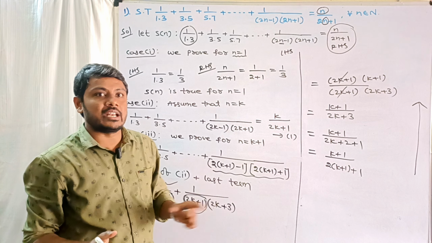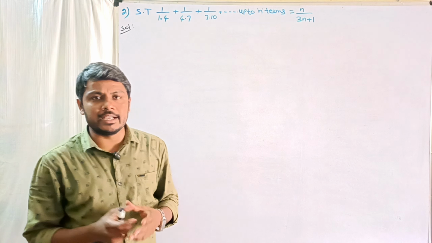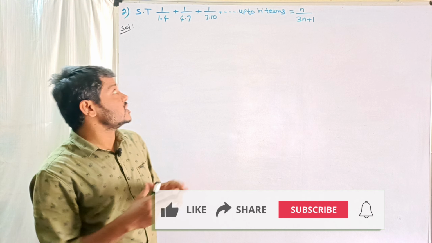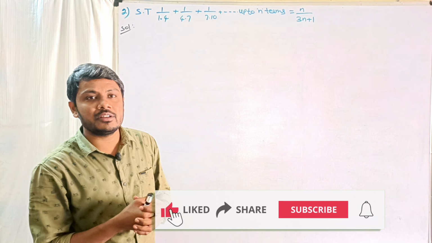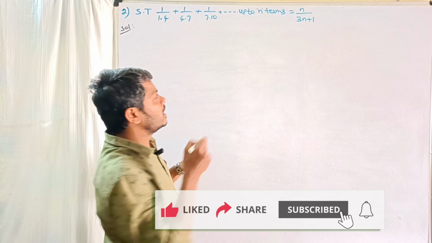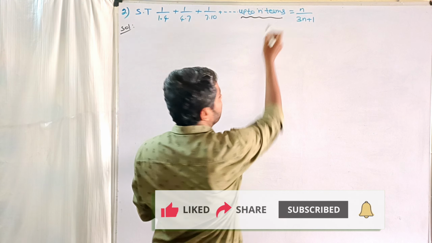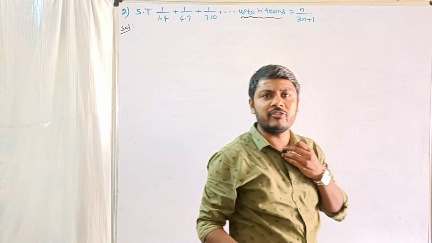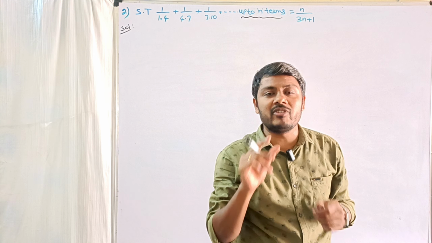So this is the reverse method. Next, see the second question. So this is also similar to the previous one, but in the previous question they gave the nth term, but here there is no nth term. So we can first find the nth term of the given problem.